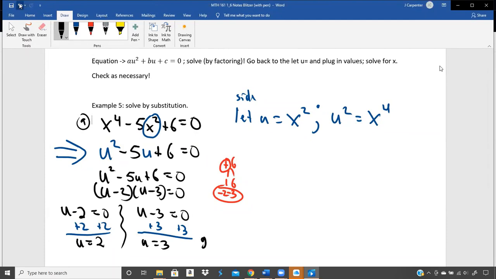So at this point, we must go back to x's. How do we do that? We're up here now. Using the let statement, plug in the values that you found and solve the new equations you get for x. There might be one answer to each of these equations. There might be more than one answer to each of these equations. Some of them you might have to check and they'll fail or work. I don't know.